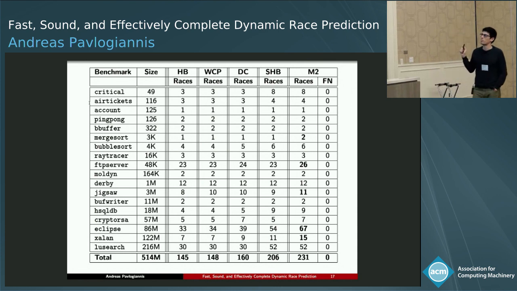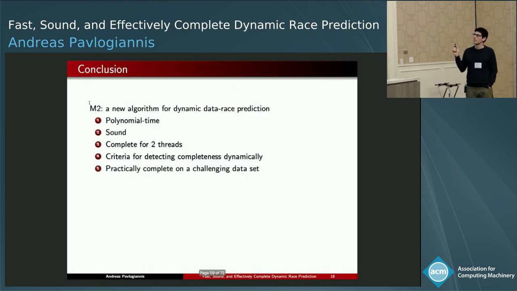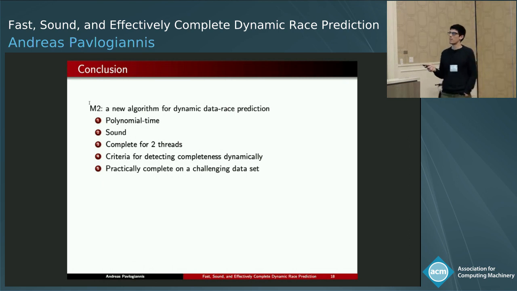So I will conclude here. This paper is about a new algorithm for predicting data races. It's a polynomial time and fast algorithm. It makes sound reports of data races. It's also complete when it comes to threads. And we have some extra criteria for detecting completeness dynamically, together with some interesting experiments.